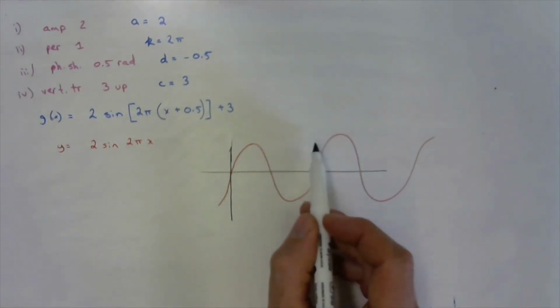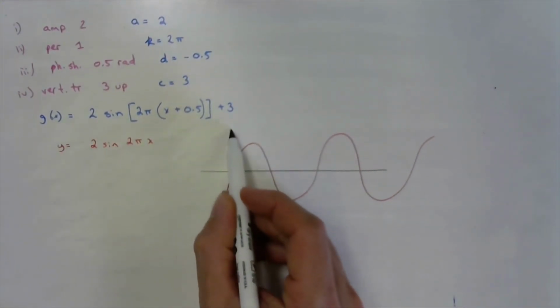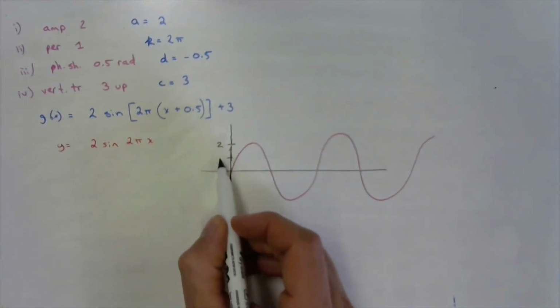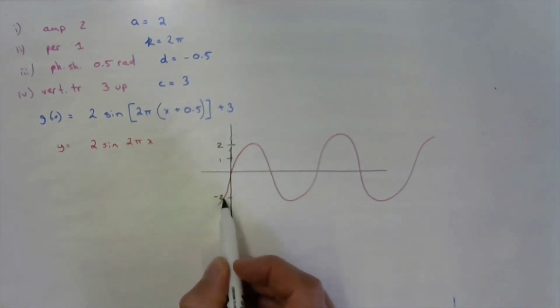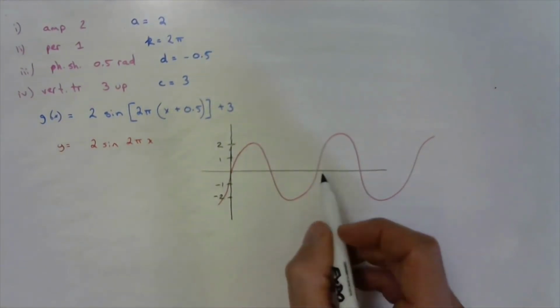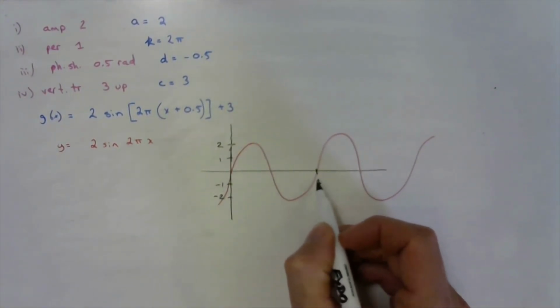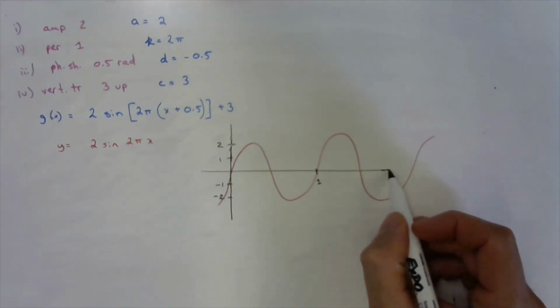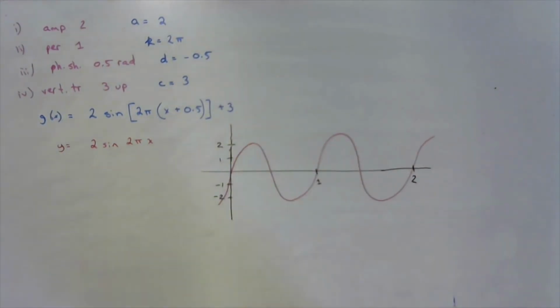And here's my max. And I know my amplitude is 2. So I'm going to call that 2, which makes that 1, which makes this -2, which makes this -1. And I know my period length is 1. So that means 1 is right there. And 1, 2 is right there.